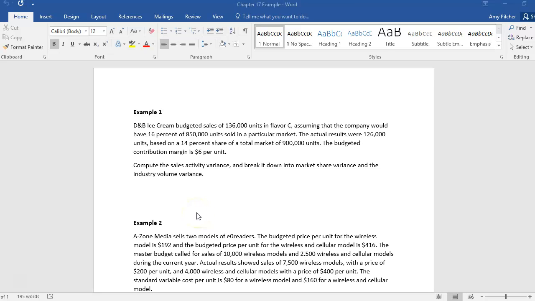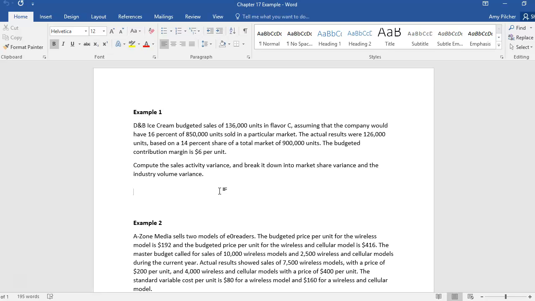In this video, we're going to look at two examples from Chapter 17. In the first one, we're going to look at the sales activity variance, and we're going to break that down further into the market share variance and the industry volume variance. So first, we want to calculate what that sales activity variance is.